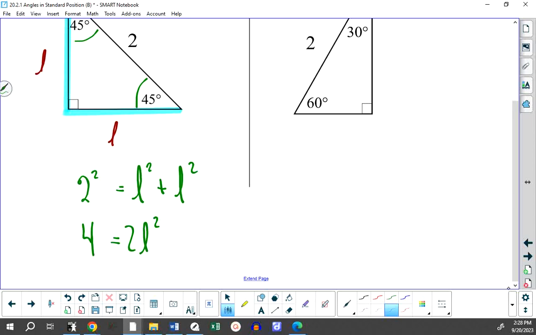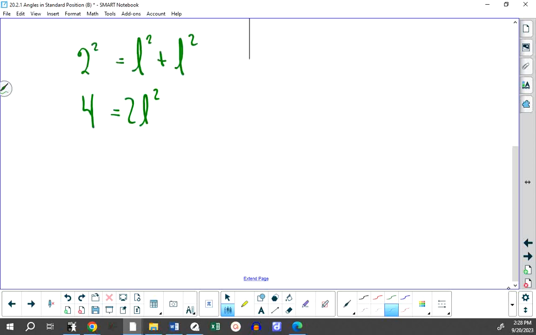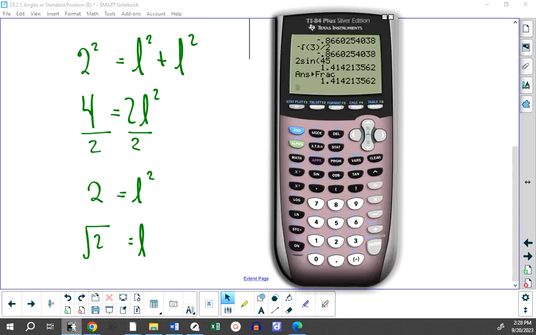I can divide both sides by 2. When I do that, what I'm going to get is 2 equals L squared. L is equal to the square root of 2. Exactly the square root of 2. That's the square root of 2. I love that you answered the question that way because nobody ever has, and I never thought of doing it that way.